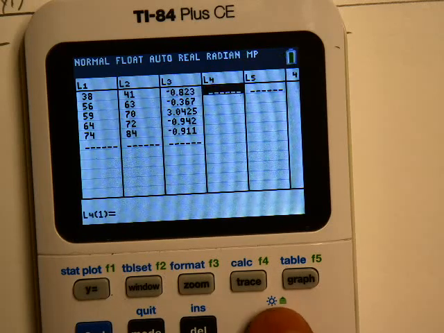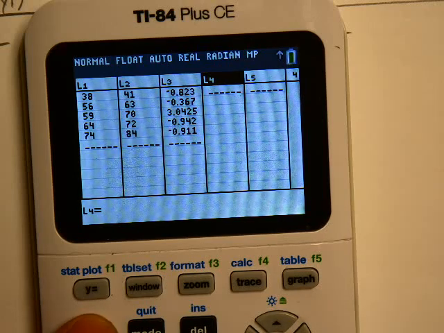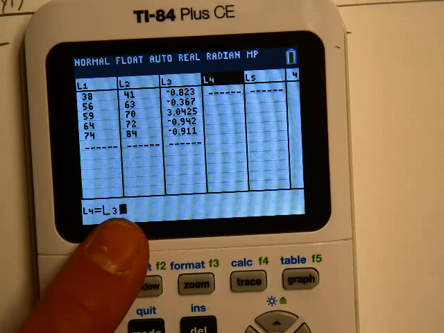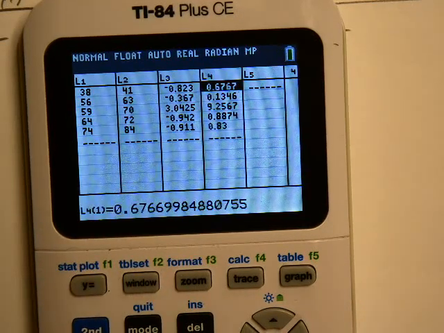Now, what we do want to do is we want to take and square these residuals. So let's go to L4. Let's go up to the top. And let's square L3. Or you can even put the residuals in and square it. So I'm going to go second L3. And then I'm going to square that. Okay. They all should be positive now that we've got squares.